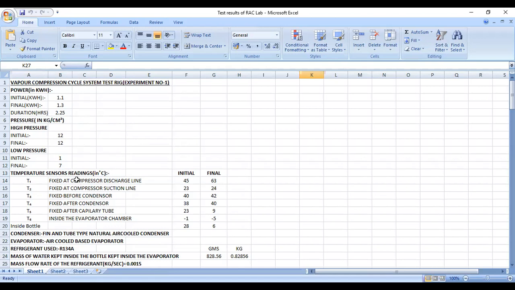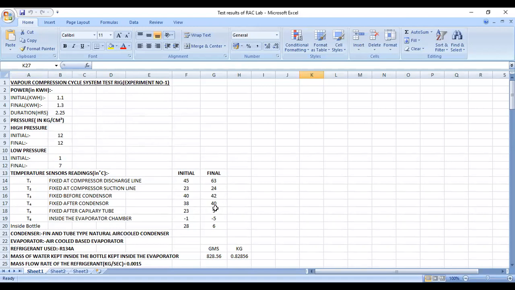The temperature sensor readings in degrees centigrade are shown as follows. The compressor discharge initially was 48, 45, but increased up to 63. Fixed at the compressor suction line, initially 23, remains more or less the same, 24 itself. Before the condenser, initially 45 reduced to 40, and 63 reduced to 42, and after the condenser reduced to 38 to 40, means more or less the same. And after the expansion in the capillary tube, the temperature was initially 23, and finally it becomes only 9 degrees centigrade, which is much lower in temperature.